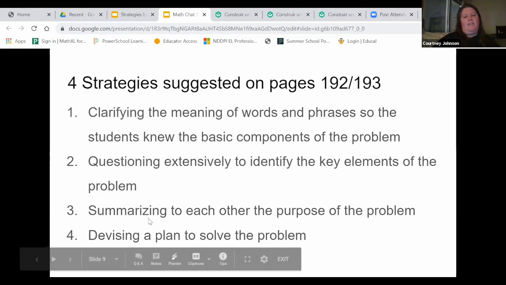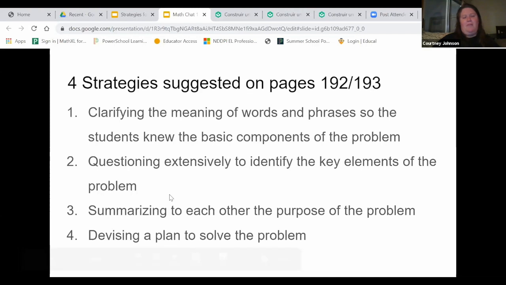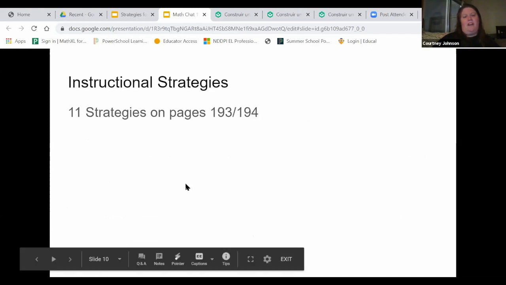They also really thought graphic organizers really help them, and Heather has a lot of those.